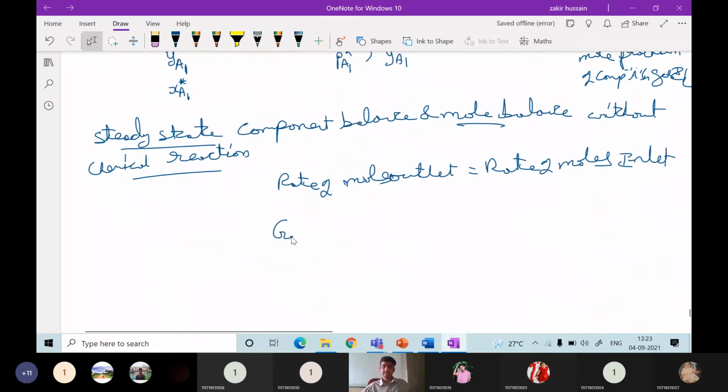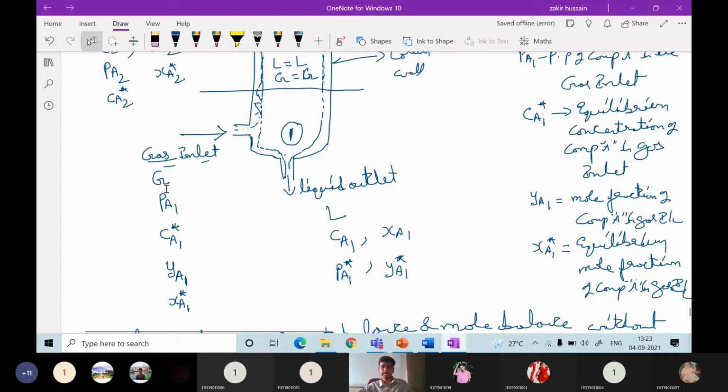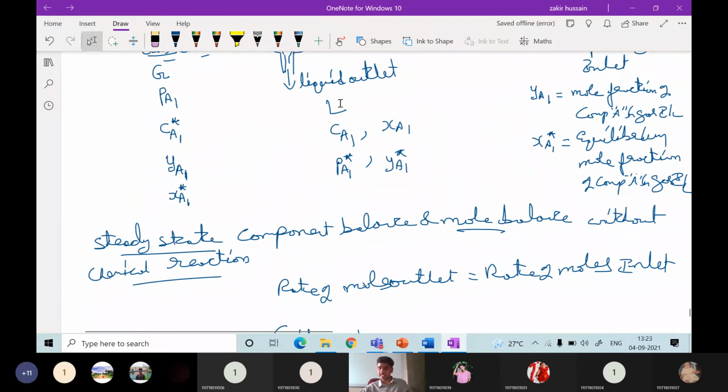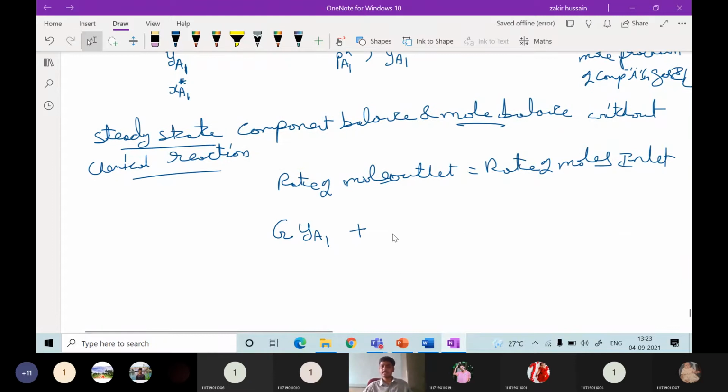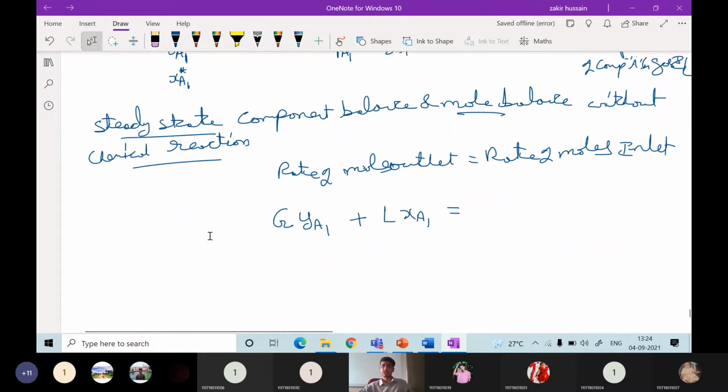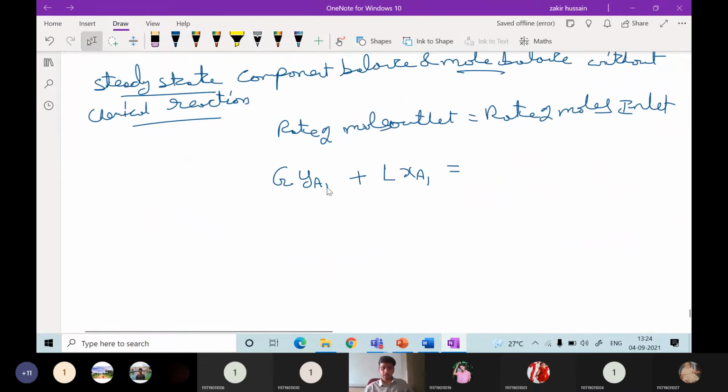So G into, for the component A we have to write, the mole fraction of component A, G into YA1, plus the next outlet is the liquid outlet, that is L into XA1, the mole fraction of component A in the liquid phase, is equal to two inlets. One inlet is the gas inlet, G into YA1. G into, okay, sorry, this is not the outlet. Nobody is following, I think. Nobody is noticing these mistakes.